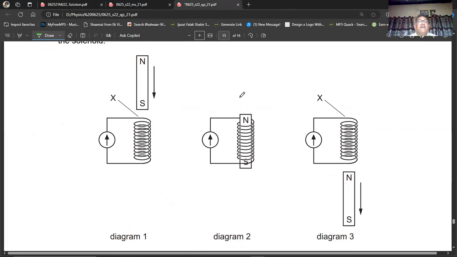Because here the south pole is coming near the top end of this coil, when the current is induced here, its direction, that is Lenz's law, will be such that it will try to oppose this motion. So here you will have a south pole.